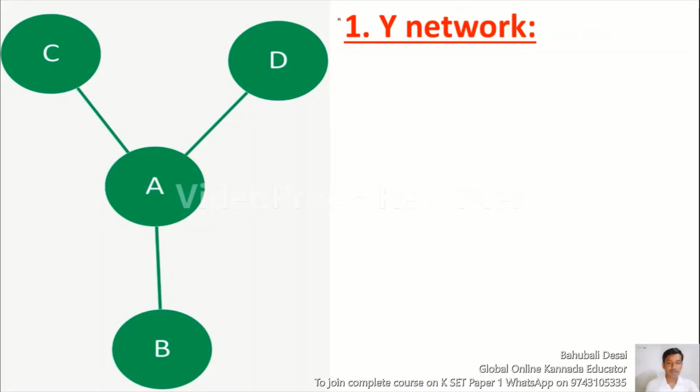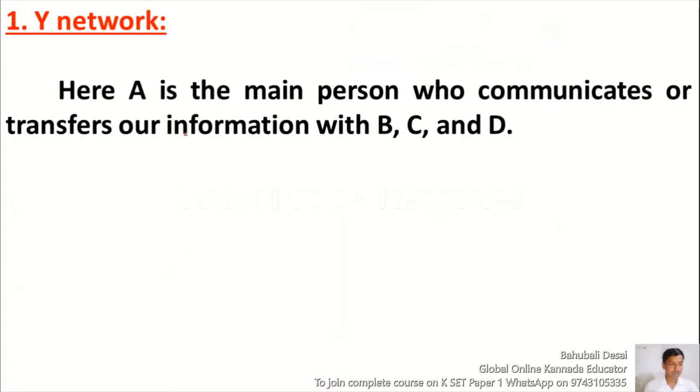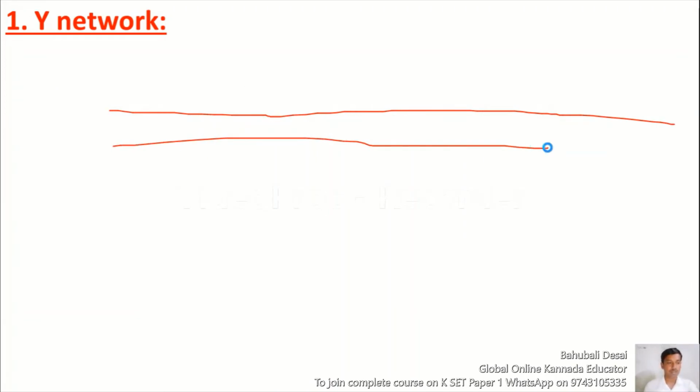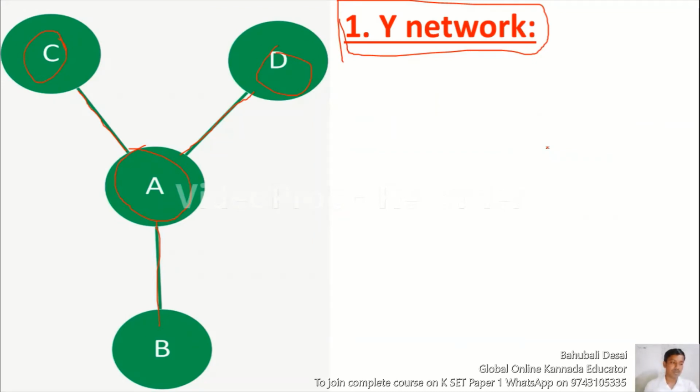The first one is wide network of communication. Here you can see the picture of the wide network. Here there is one central individual A. A can communicate with C, he can communicate with D, he can communicate with B. But remember, at one time he can communicate with only one person. At one time he can communicate with C or with D or with B. Here A is the main person who transfers information to B, to C and also to D.